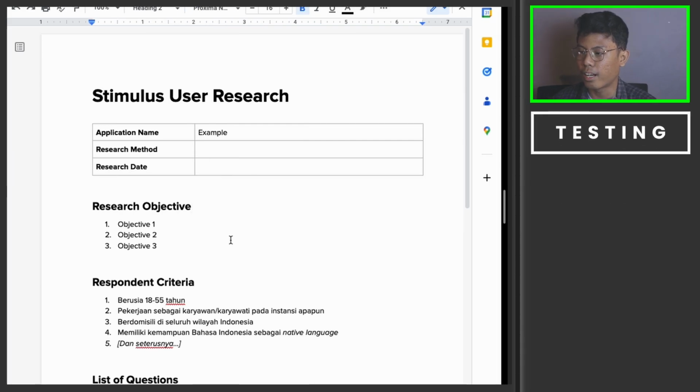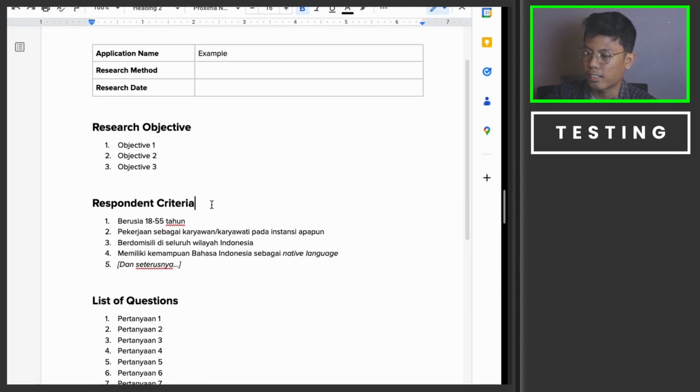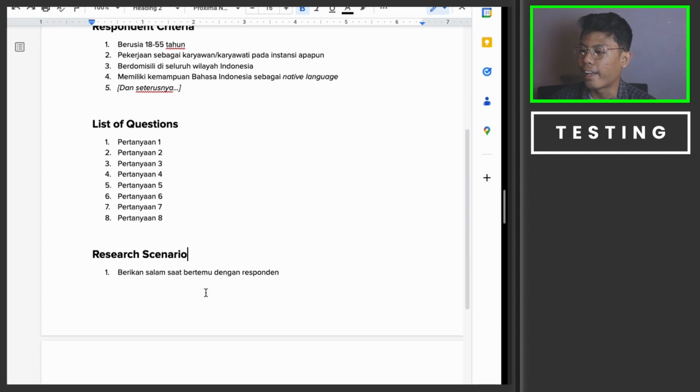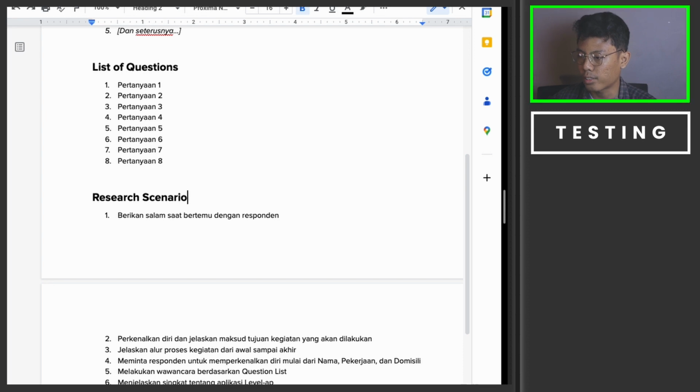Testing and evaluation of the product are carried out with the public. The result will be changes and improvements to eliminate problems in the solution and gain a deep understanding of the product and its users. Our methods for testing have several types, but the most common are in-depth interviews and focus group discussions. We define the stimulus of the user research by content, research objective, respondent criteria, list of questions, and then research scenario. Then we will interview them and ask them to test our prototype individually.